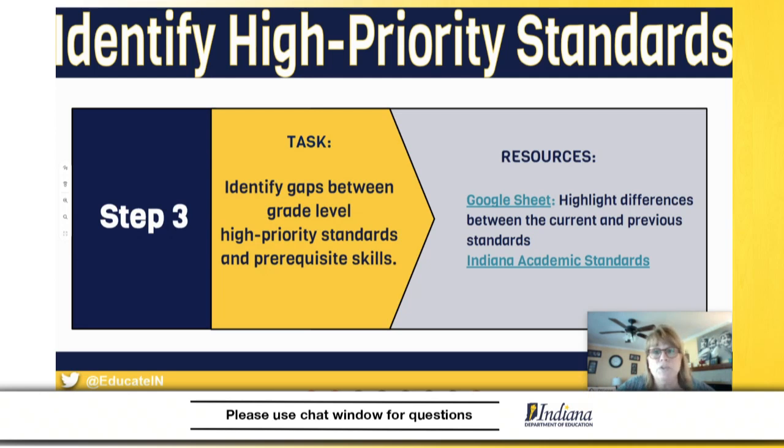But it's super important to know all the parts that go into making that standard, and not just the first part of the standard. A lot of times we forget what happens after the verb in the standard. So we'll take a deeper dive into that.